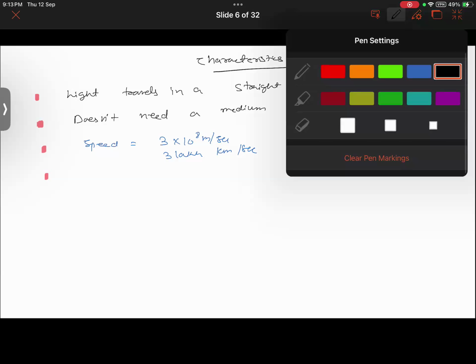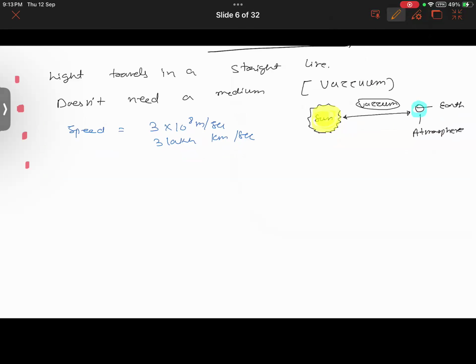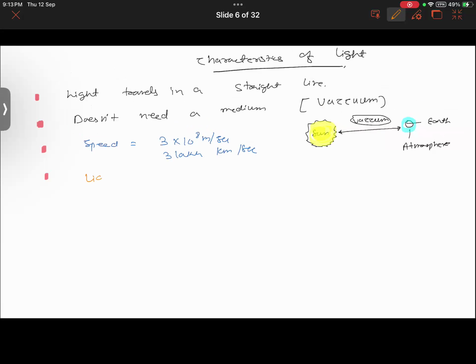Also, for the light to reach from the sun to earth, how much time does it take? Do you know about this? It takes about 8 minutes 20 seconds.